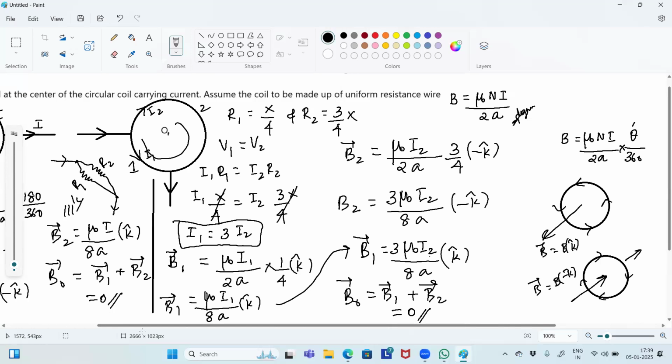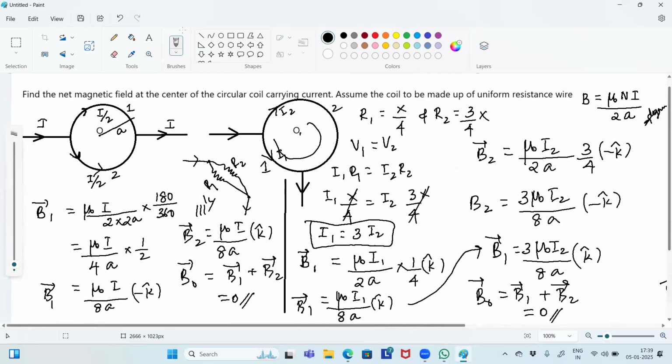So if the circle is uniform, it doesn't matter whether you divide the circle into two equal halves by keeping the current entering and leaving, or dividing the circle into a quarter and 3/4, or 60 degrees and the remaining 300 degrees. Whatever it be, if it's a uniform circle, if the current is entering through one segment and leaving from any other segment of the circle, the net magnetic field at the center will be 0.